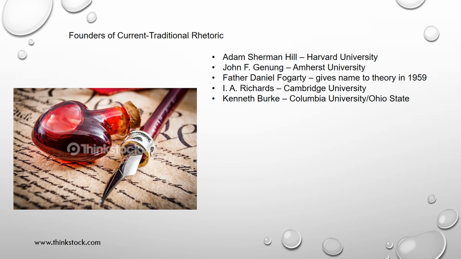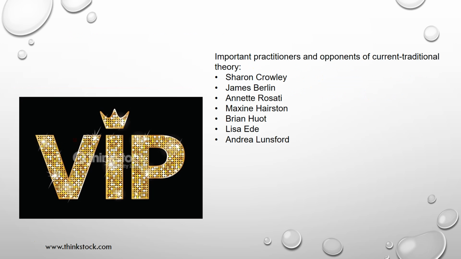The CTR theory was founded in the ivory-covered halls of the biggest liberal arts universities in the late 19th century. Adam Sherman Hill of Harvard University wrote six textbooks espousing what is now known as current traditional theory. Father Daniel Fogarty gave the theory its name in 1959. Kenneth Burke and John Jennings wrote extensively on this theory. Many of the current practitioners and opponents learned their crafts using this method of writing instruction.